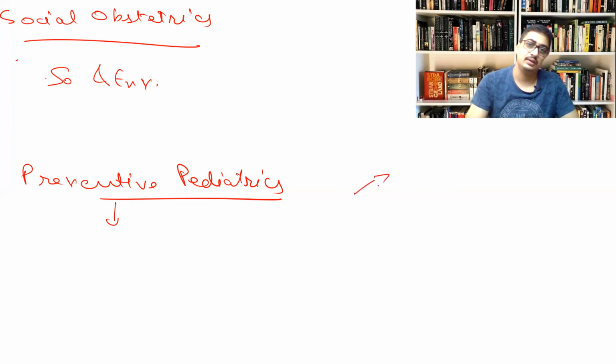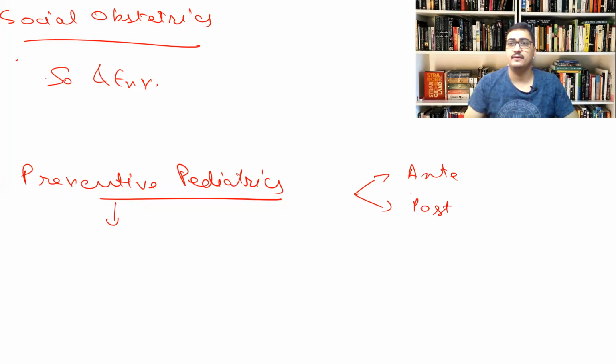So it has two branches, antenatal and postnatal. The antenatal would be that we will be identifying and screening the fetus for certain developmental abnormalities, for certain diseases, deficiencies.